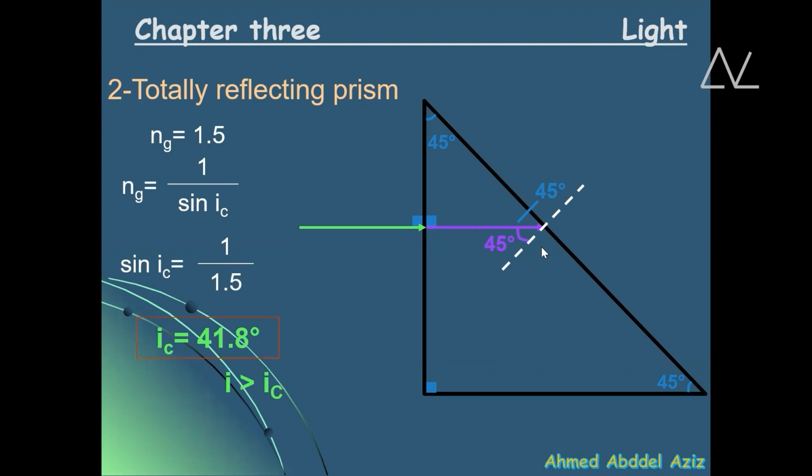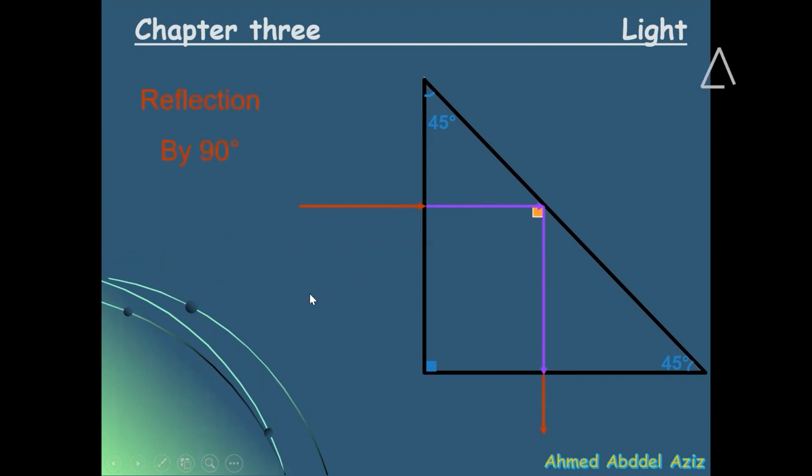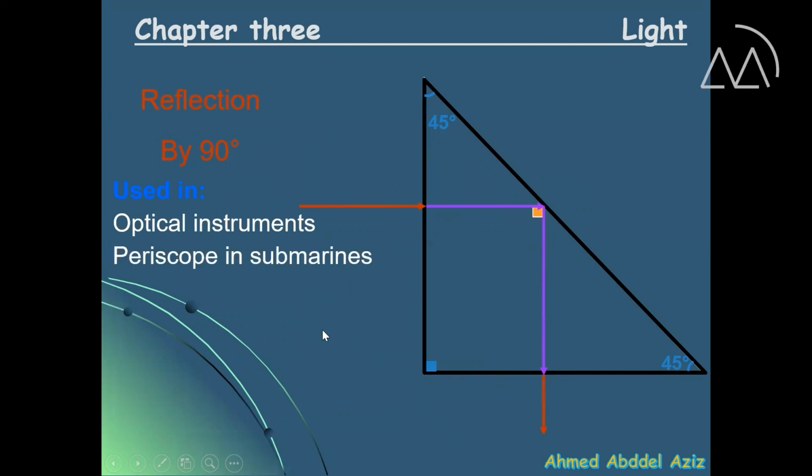And the incident angle in this case will be greater than the critical angle. So total internal reflection occurs here because the angle of incidence is 45 and the critical angle is 41.8. So the angle of incidence is greater than the critical angle, so total internal reflection occurs. And the angle of reflection will be 45 also, which is equal to the angle of incidence. The incident angle here will be 0 and pass without any deviation. So the reflection here occurred by 90 degrees, which is used in optical instruments, periscopes, in submarines.